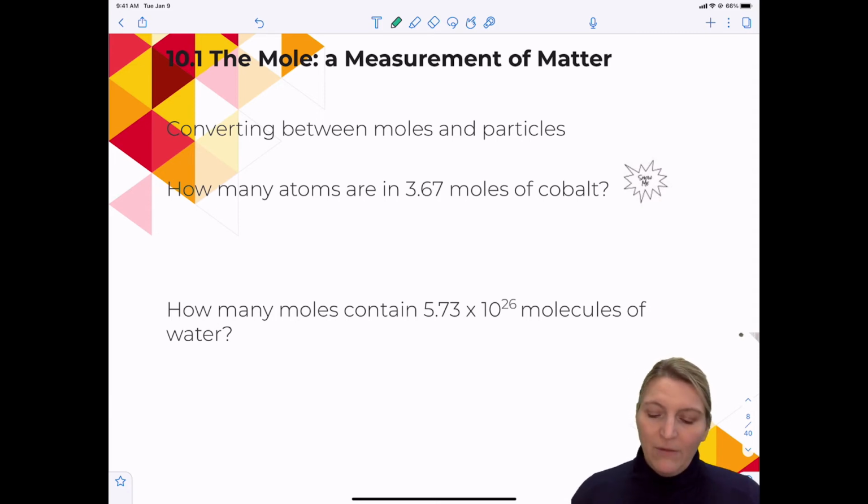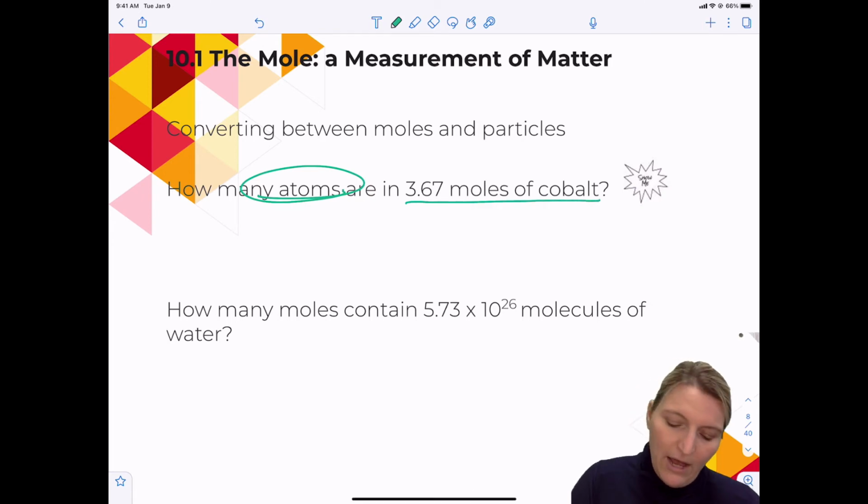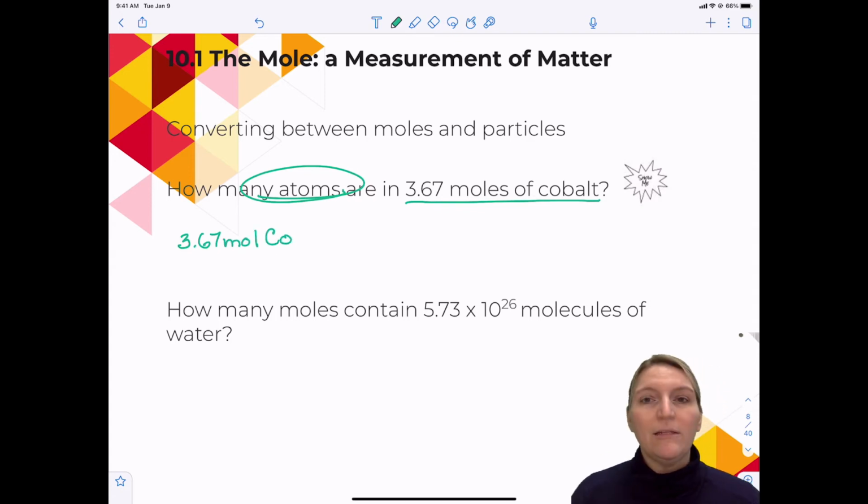So the question says, how many atoms are in 3.67 moles of cobalt? So circle the do. Question's looking for atoms. Underline the clue: moles of cobalt. I take my number that's given to me and I write it out front. The abbreviation for mole is MOL. You just get to leave off the E.